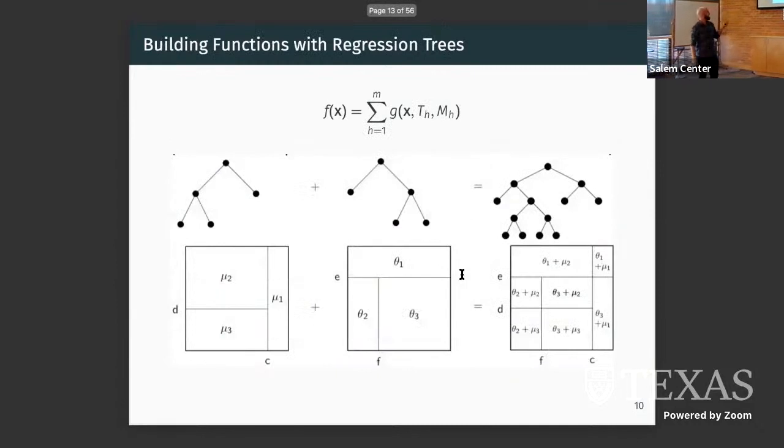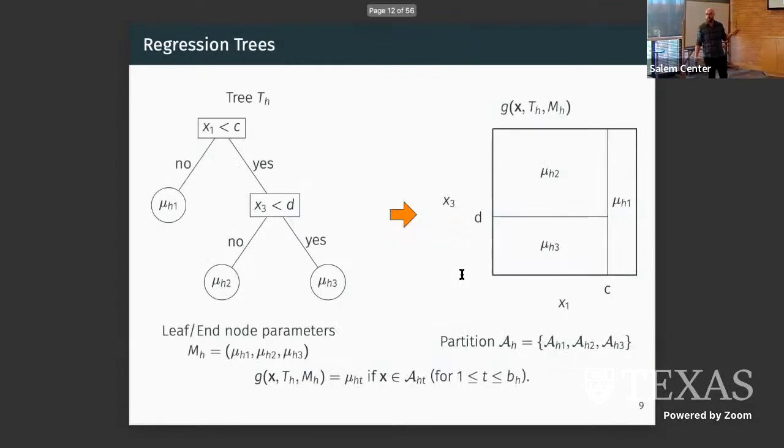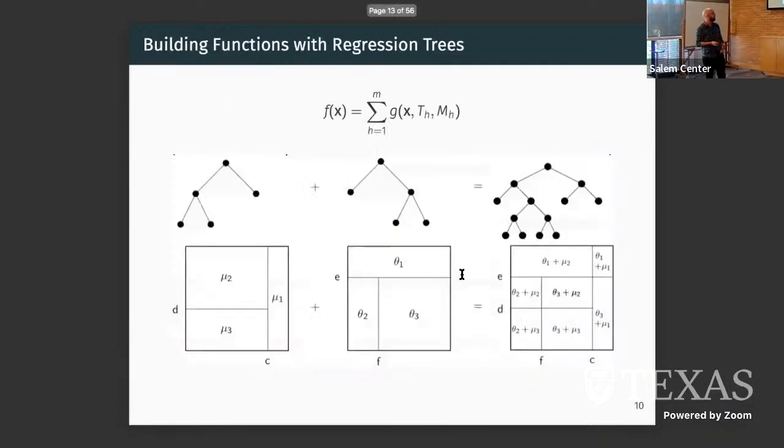When we build our regression function, we don't necessarily want to use a single tree, just because it's difficult to approximate a generic function with a step function. And we also don't have any real smoothness. These mu's are sort of unrelated to each other. But when we start adding up a whole collection of small regression trees, we actually get some interesting behavior.